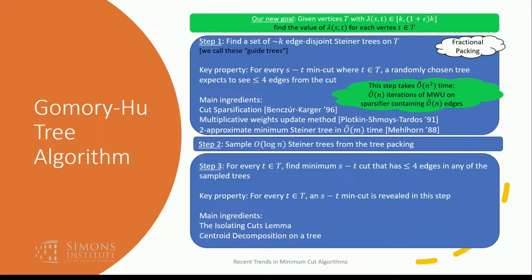So the first step here takes n-squared time because we're running multiplicative weight update on the sparsifier containing n edges. We might as well sparsify the graph first because all cuts are preserved up to 1 plus epsilon. And it's known that there's a form of width-independent multiplicative weight update that runs in iterations, the number of edges in the graph. And the second step here is dominated by calls to the isolating cuts lemma. And therefore, our total running time was polylog max flows plus an additional n-squared running time.